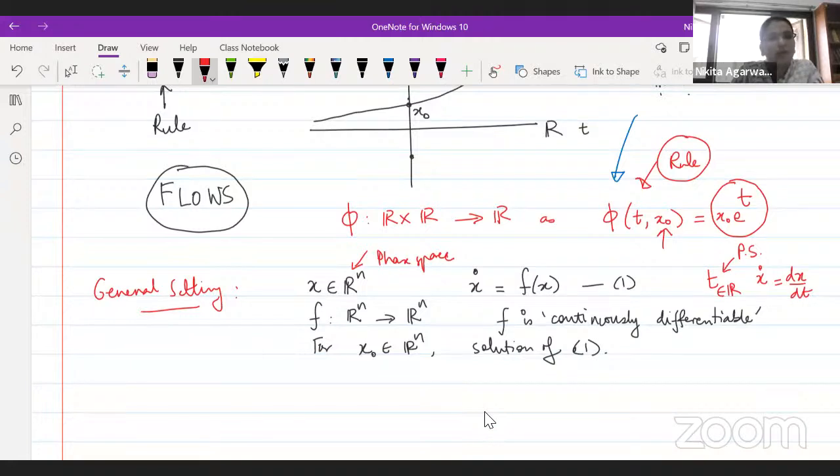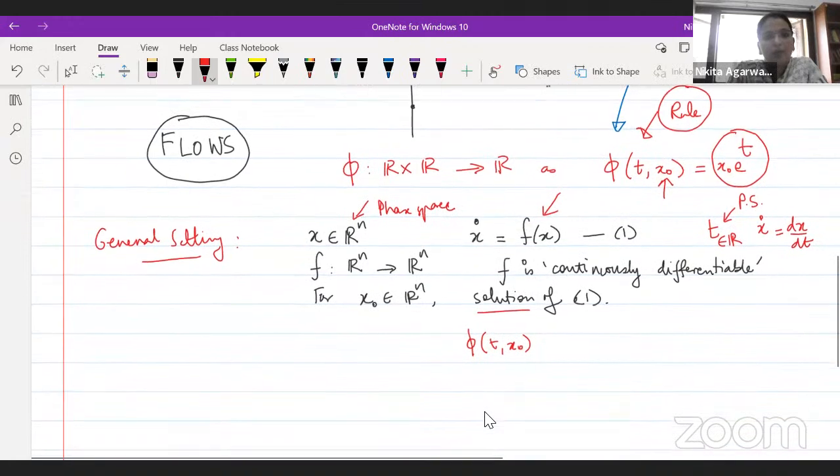But it's a subset of R, right? So that's a parameter space. And what is the rule? The rule is either you think of this P T x naught as the rule or this equation itself, right? So that gives rise to a continuous dynamical system.